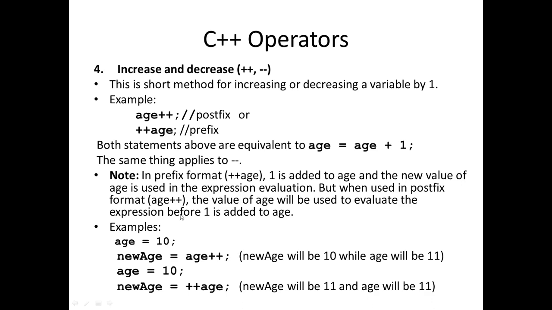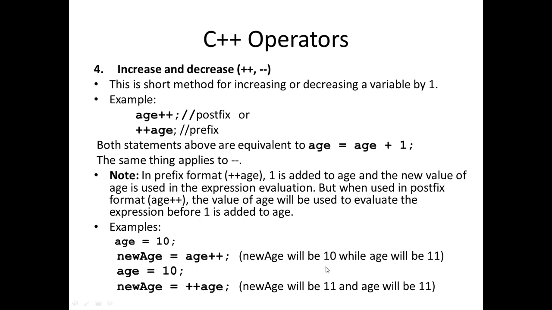So let's look at these examples like we said before. Age is equal to 10. We now say newAge = age++. As you can see, it's now on the right-hand side of the assignment operator, so it's not standing alone. So what this means, like we said, is that if it is postfix, it means use the original value before changing the value. In this case, we are going to assign 10 to newAge. Then after assigning 10 to newAge, age will now become 11. That is to say, use me first before increasing me.